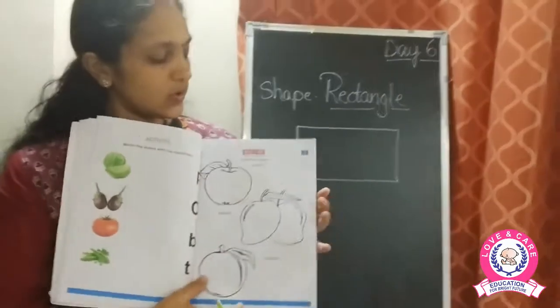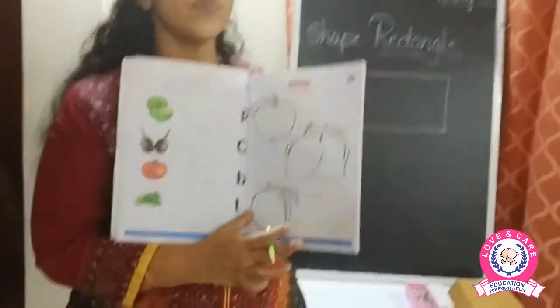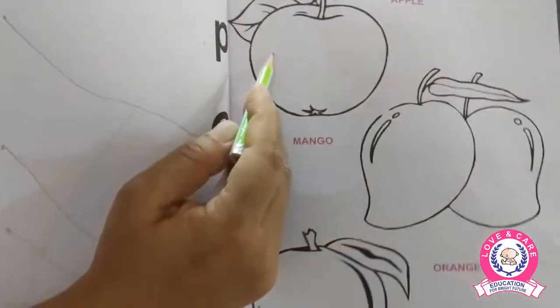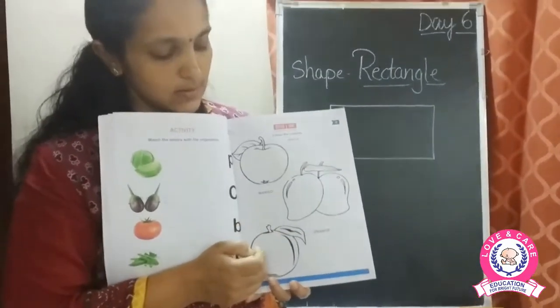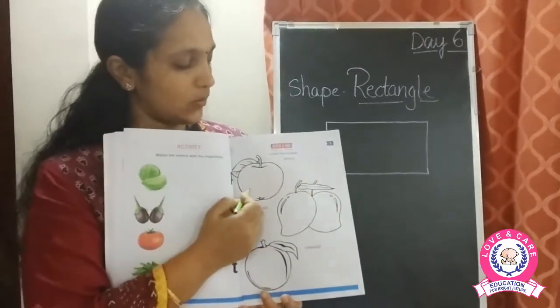Okay children, now moving on to the next page. Here you have the EVS worksheet of coloring the fruits. Here are fruits given. You have to color the fruits. The first is the apple, then mango, and then an orange. So you have to color these pictures. अपने apple को color करना है.